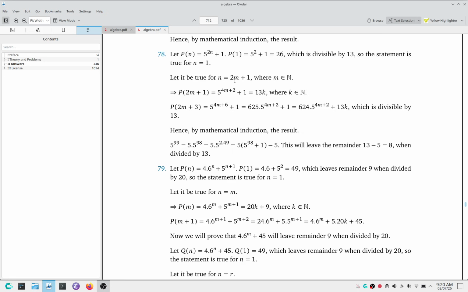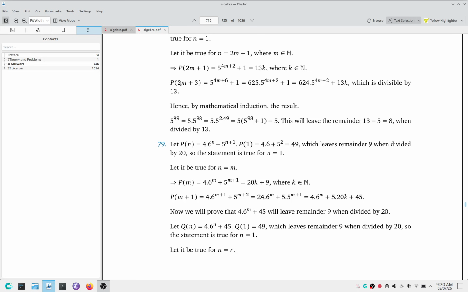We let it be true for n is equal to 2m plus 1. We get P(2m plus 1) is equal to 5 raised to the power 4m plus 2 plus 1 is equal to 13k, where k is in the set of natural numbers. Now we put n is equal to 2m plus 3. We get 624 times 5 raised to the power 4m plus 2 plus 13k. Now this is divisible by 13.